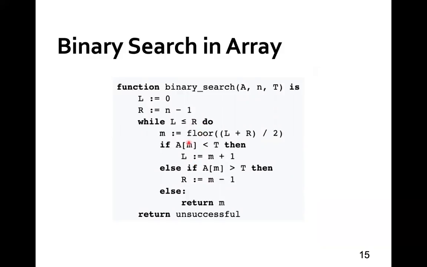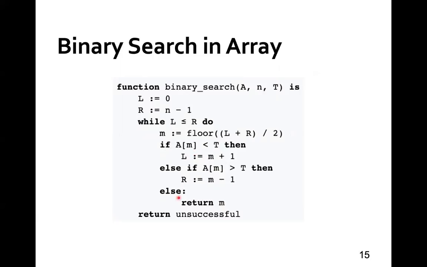So if the middle element is smaller than T, where T is the search key, then anything from M and even smaller should be killed. Your lower bound should move to M plus 1. Else, if the middle element is larger than the key, then M plus 1, M plus 2, all these locations should be removed. Your upper bound R should be moved to M minus 1.